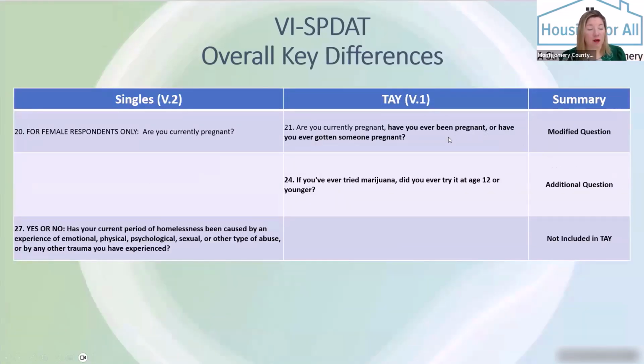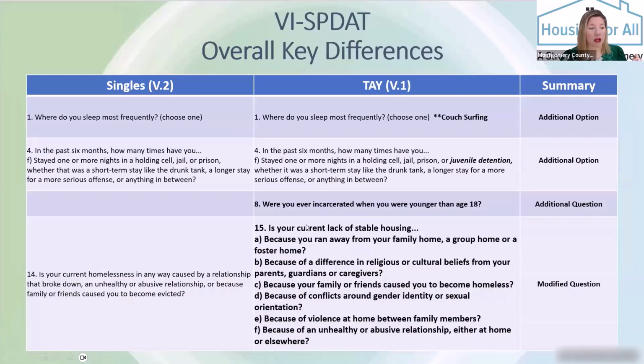Again, we have an additional option. The TAY version was expanded a bit for pregnancy. So not only does it ask if you're currently pregnant, it asks, have you ever been pregnant or have you ever gotten somebody pregnant? So that widens the scope of who can answer this. Additional question about using marijuana before age 12. And then I've highlighted 27 here because this question roughly corresponds to these changes here. That's what we're going to look at later.